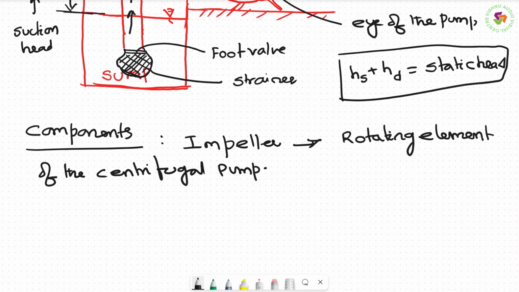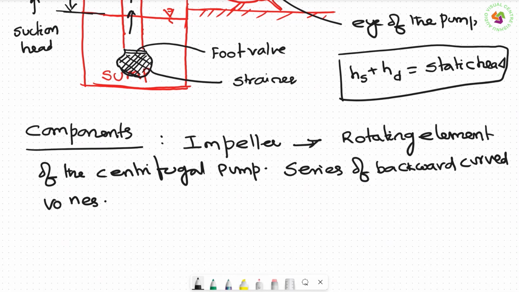What does an impeller consist of? It consists of a series of backward curved vanes. This is the second thing. The third thing is, as I already mentioned, this impeller is mounted on the shaft and is rotated by external energy. That external energy is coming from the motor, and that energy is imparted to the impeller, thereby rotating it. So this is the first thing.